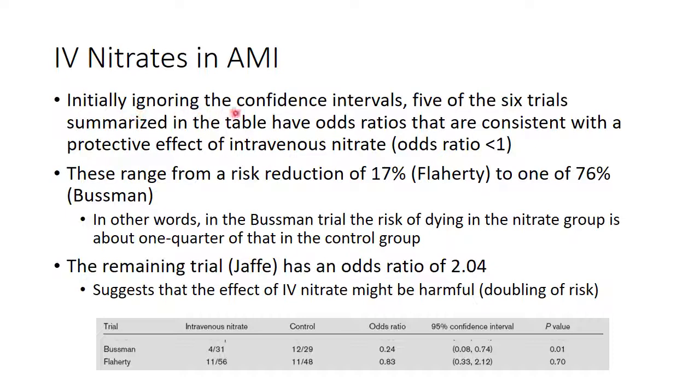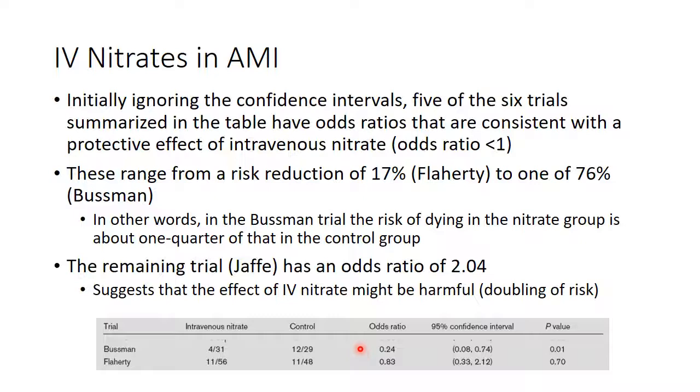Now, if you initially ignore the confidence intervals, you're going to see that 5 of the 6 trials summarized in the table have odds ratios that are consistent with the protective effect, meaning that the odds ratio is less than 1. And again, when you're calculating this odds ratio, in this case in the Busman trial, you do 4 divided by 31, which is the odds of dying in the nitrate group. You take 12 divided by 29, which is the control group, and you just divide one by the other, and that gives you a ratio of 0.24.